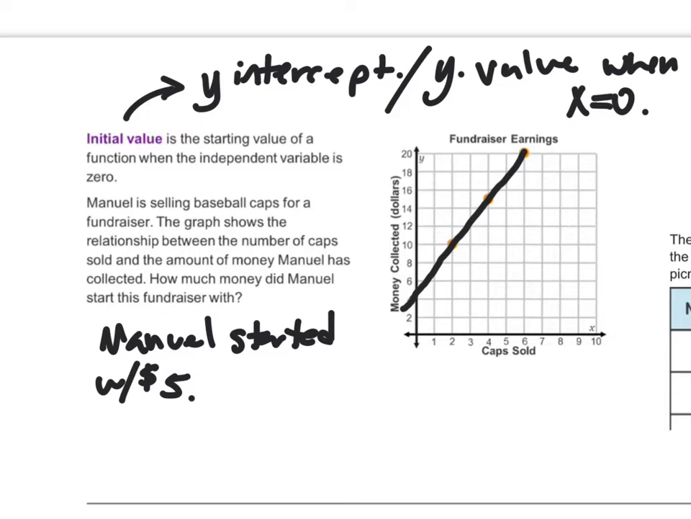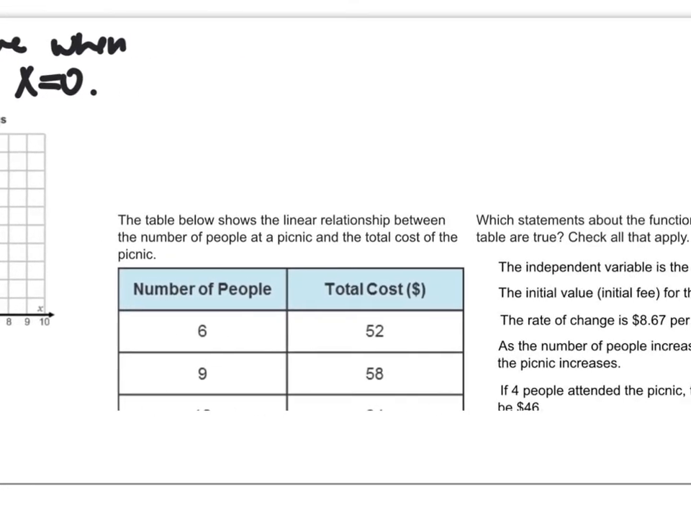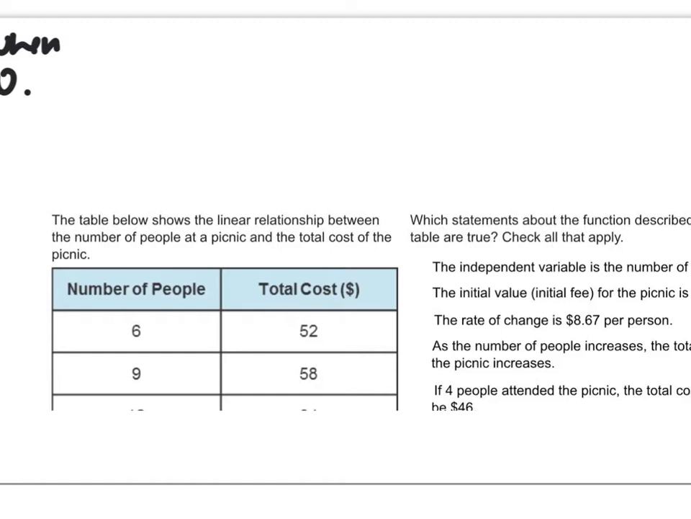So he already had $5, and then as he sells more baseball caps, the fundraiser earnings go up. So he starts with $5. And this didn't work out the way as planned. I don't know why these things don't print the way that they should, but I digress. We'll let you guys do that on your own.